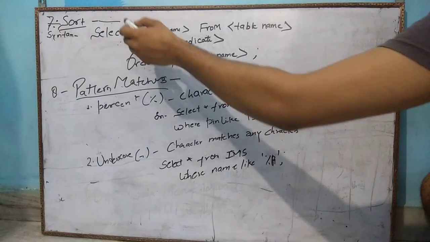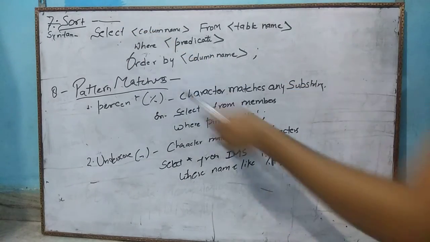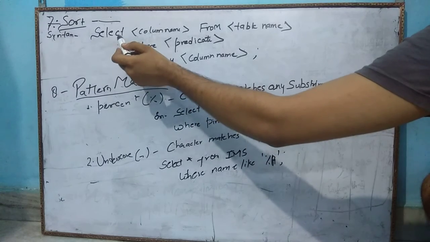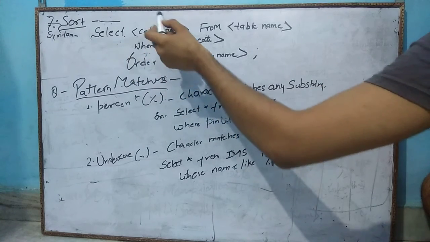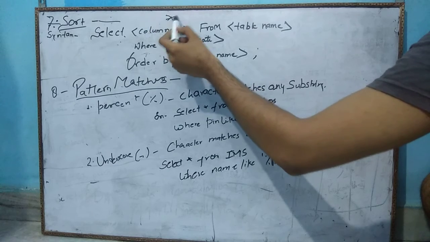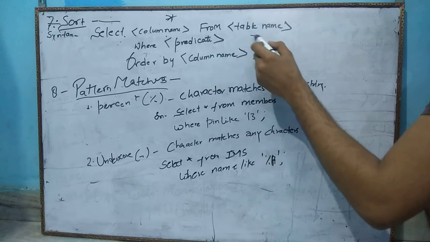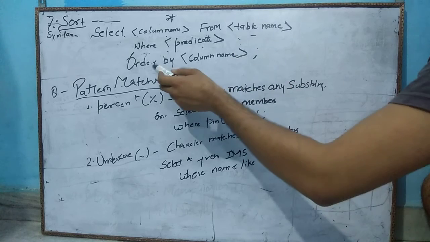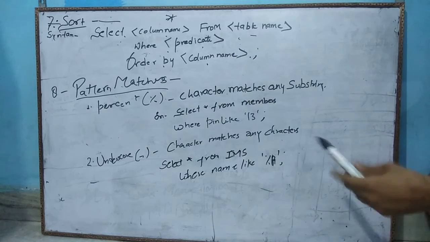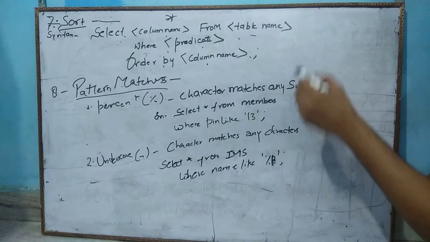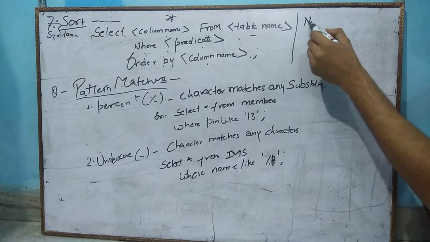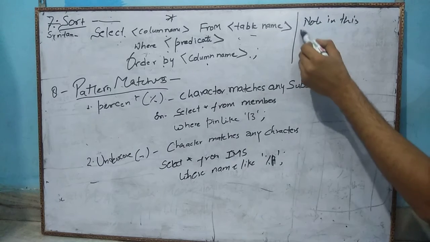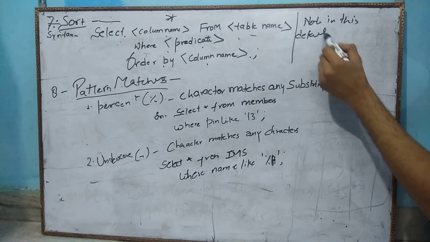After various operations in SQL, now we want to sort our data. So its syntax is select column name or asterisk for full columns from table name, where predicate, the where condition, order by column name in which we want to sort our data. Note, in this the default is ascending order.